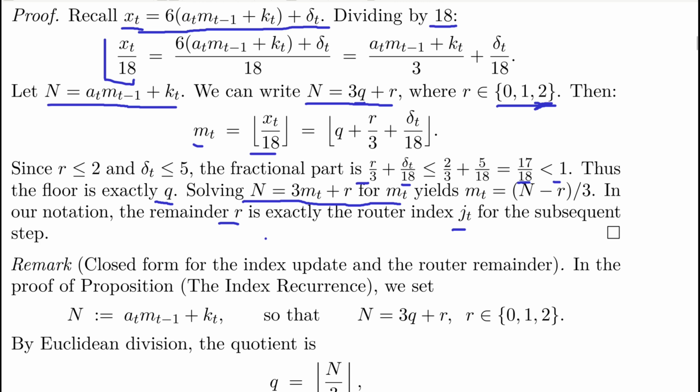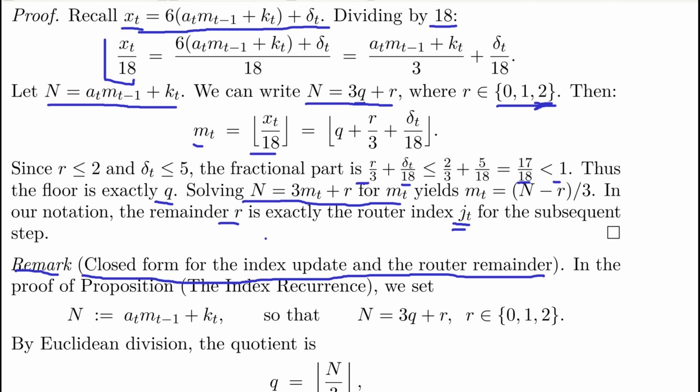Yeah, and in this remark, we go on to justify why r is jt. Oh, sorry, not in this remark. That's in a remark you'll find in the paper, because it's not included here, but it's included in the paper. In this remark, we're looking at the closed form for the index update and the router remainder.